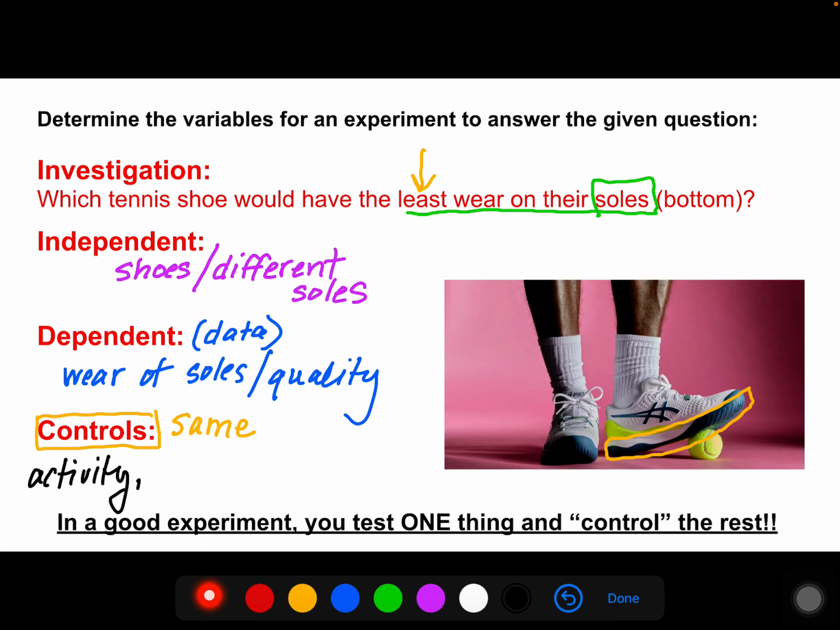And it'd be helpful to have the consistency carry over to the same person, right? Again, I wouldn't want the Nikes to be worn by a small, petite woman and the Adidas by a very large man, right? Those differences would have an impact on the shoe. I only want to know about the bottom of the shoe. So I'd want to keep the activity the same. I'd want the person to be the same. I definitely want the location to be the same. Can't have them test on different surfaces.